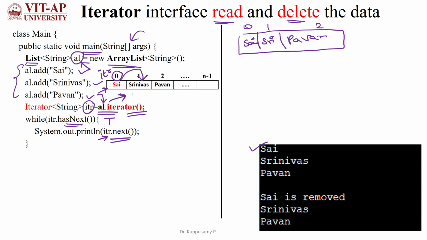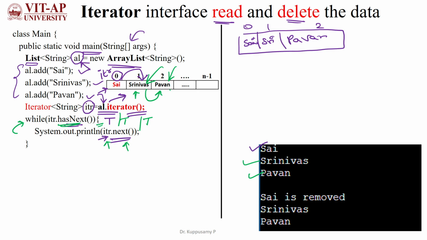After that, it again checks has next. Yes, it is having the element, so it returns true. Then inside the while loop it prints the current element, Srinivas, and moves to the next element. So it prints the current element and moves to the next element. Again the while loop checks the condition, any more elements? Yes, it returns true, getting inside the while loop. Then it prints the current element, Pavan.